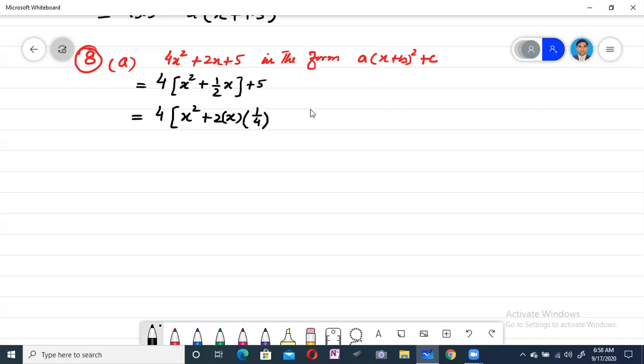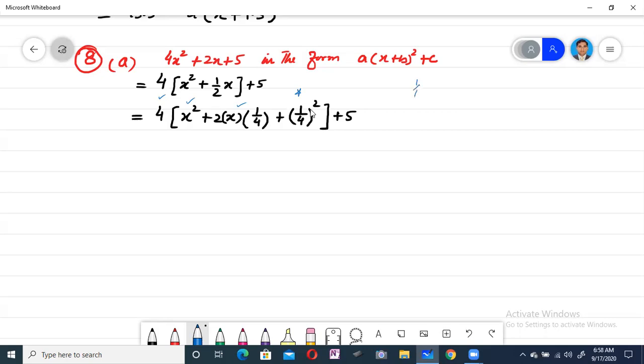You can see here this 2 cancels with 4. Here will be 1 by 2 and x is already there. Then b is 1 by 4, b square. After that, in the formula b square means 1 by 4 square, plus 5. Now in this step you can see this 4 as it is, x square as it is, this 2 and 4 can cancel, this will be 1 by 2 x. This 1 by 4 square is extra.